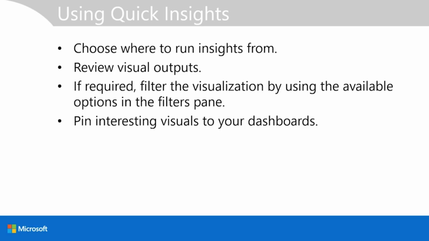So what we need to do first is choose where we want to run insights from. Do we want Quick Insights or Scoped Insights? Then we're going to review the visual outputs. If required, we're going to filter the visualizations by using the available options in the filtered pane. And if we find visuals that are interesting, we can pin them into our dashboards.